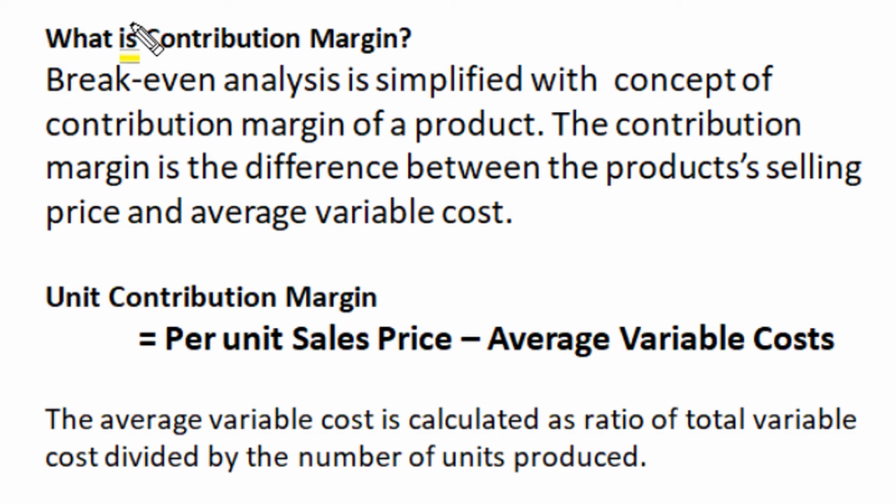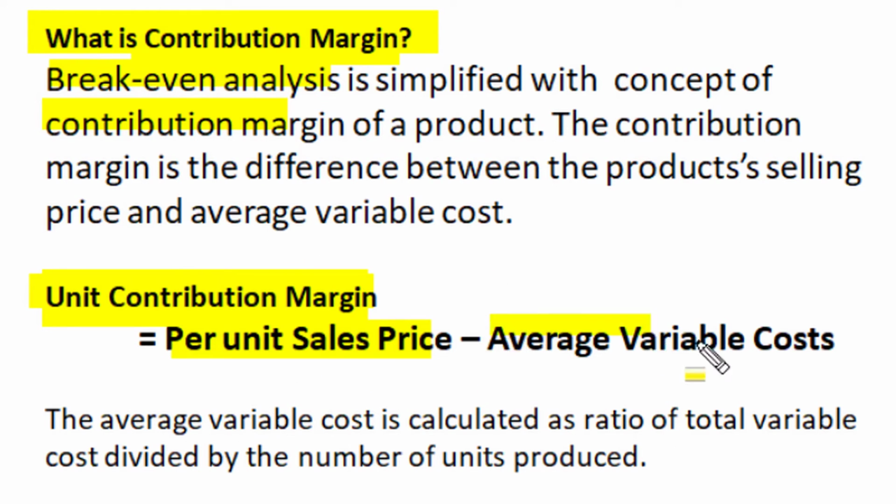The most important concept in break-even analysis is contribution margin. So what is contribution margin? If we understand contribution margin, we can solve break-even analysis in a very simple manner. Break-even analysis is simplified with the concept of contribution margin in a production activity, and this contribution margin is calculated on a per unit basis, and it is the difference between the product's per unit sales price and average variable cost. Now this average variable cost is obtained by dividing the total variable cost by the total sales volume, and when the per unit variable cost is subtracted from the per unit sales revenue, we get the unit contribution margin.